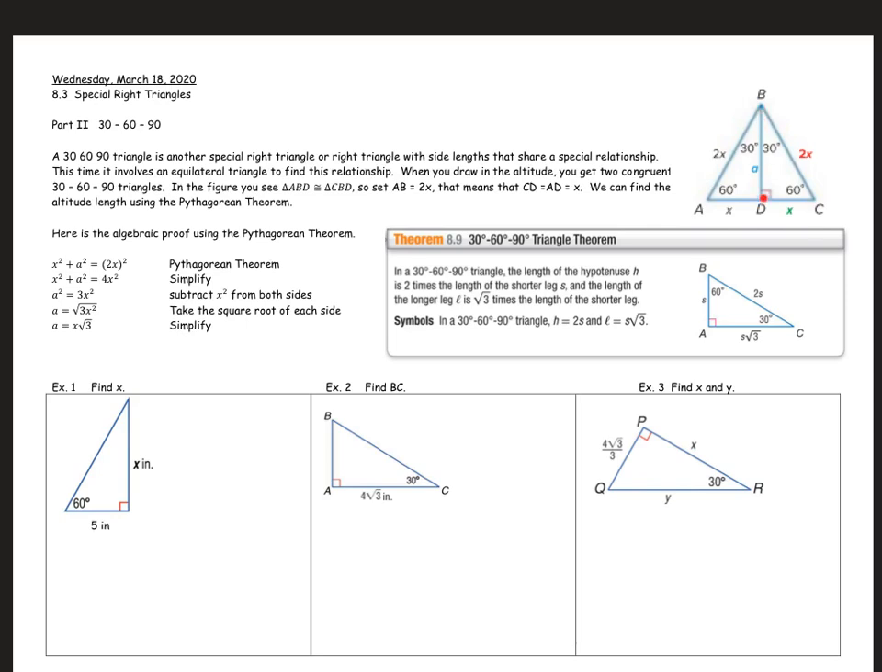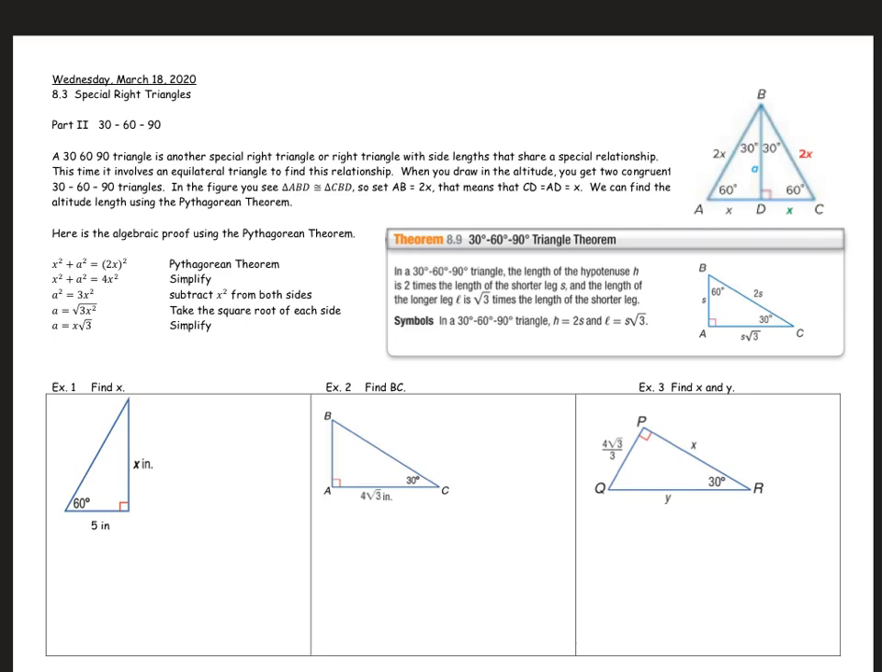So when I draw in segment BD, this segment BD bisects angle ABC. So remember, if it's equilateral, all these angles are 60. So that means this angle ABC is bisected. So now I have a 30, 60, and 90 right triangle. In the figure, you'll see that triangle ABD is congruent to triangle CBD.